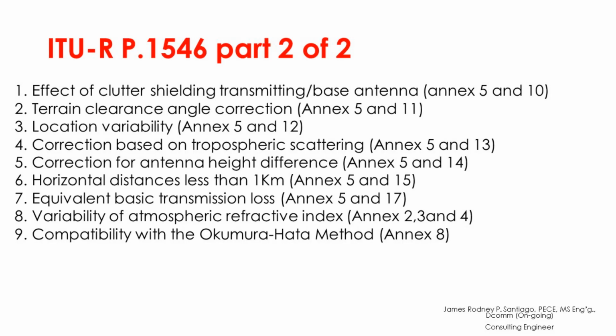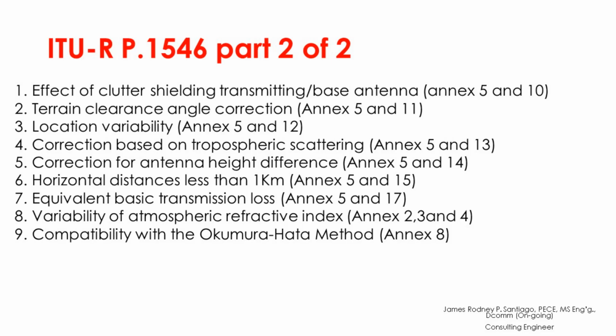Next would be the effect of clutter, shielding on the base antenna, the terrain clearance, and angle of correction contained in Annex 5 and 11, location variability. Then next, correction based on tropospheric scattering in Annex 5 and 13. Correction factor for antenna height difference: if you change from the 10 going higher, 12, 13, 14, 15, it is contained in Annex 5 and 14. The equivalent basic transmission loss is in Annex 5 and 17. The variability of atmospheric refractive index: Annex 2, 3, and 4. And the compatibility of ITU-R 1546 to the Okumura-Hata method.